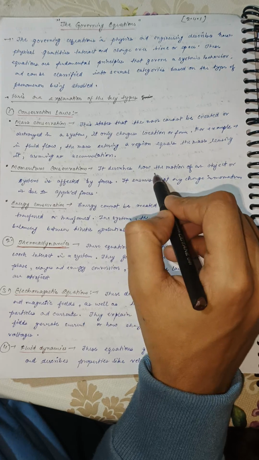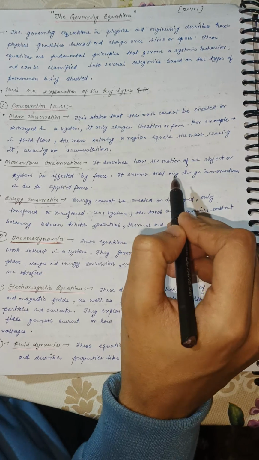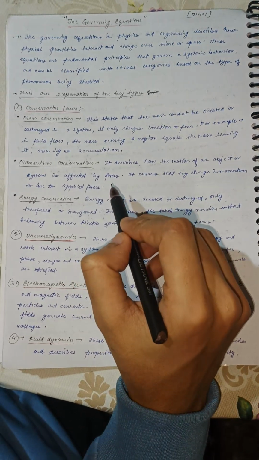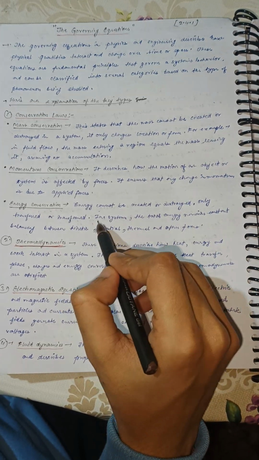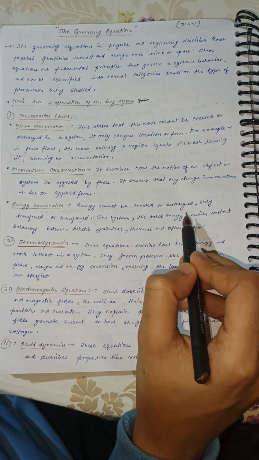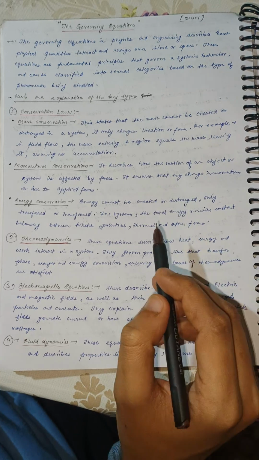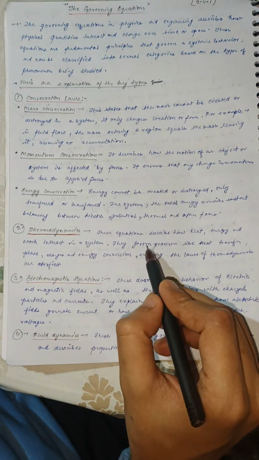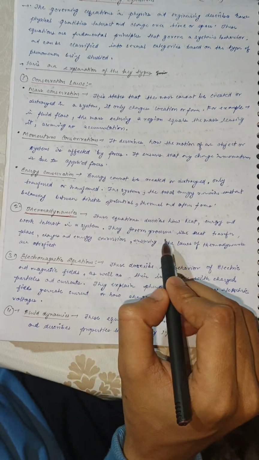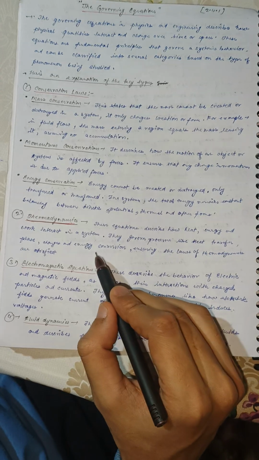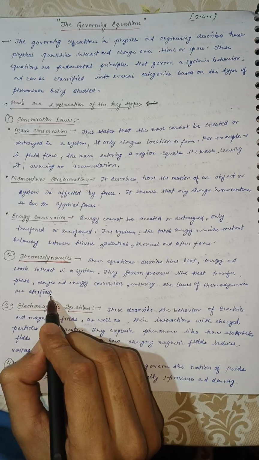Momentum conservation. It describes how the motion of an object or system is affected by the forces. It ensures that any change in momentum is due to applied forces. Energy conservation. Energy cannot be created or destroyed, only transferred or transformed. In a system, the total energy remains constant, balancing between kinetic, potential, thermal, and other forms. Second one is thermodynamics. These equations describe how heat, energy, and work interact in a system. They govern processes like heat transfer, phase changes, and energy conservation, ensuring the laws of thermodynamics are satisfied.